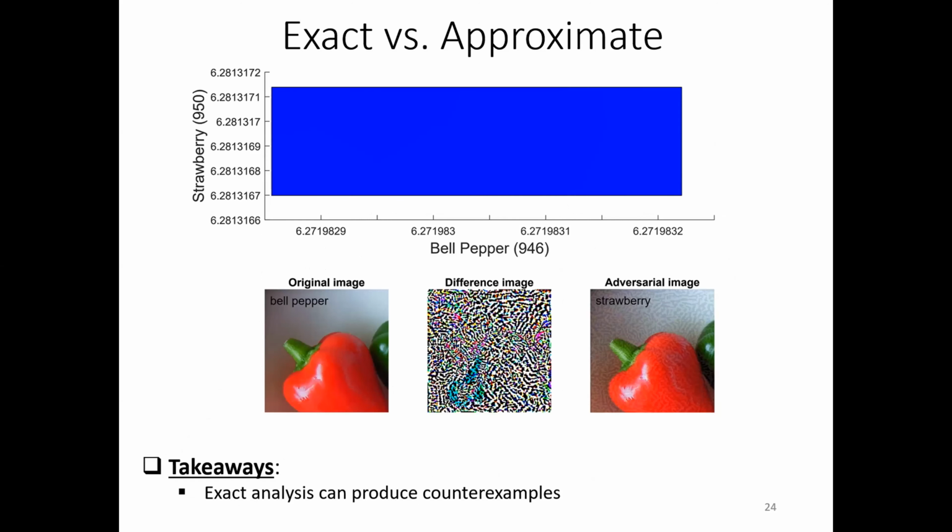These figures show an interesting case where a bell pepper is misclassified as a strawberry under adversarial attack. Using exact analysis, we can prove that the VGG19 network is not robust in this case, and we can generate the adversarial image, or counterexample image. However, using the approximate analysis, we cannot prove that the network is not robust because of its conservativeness.